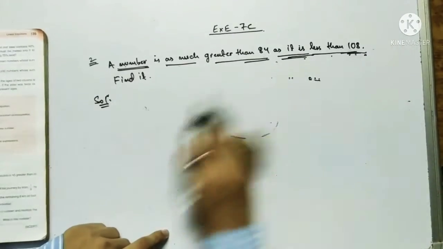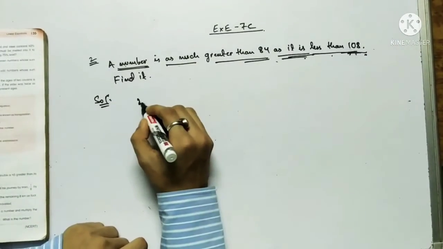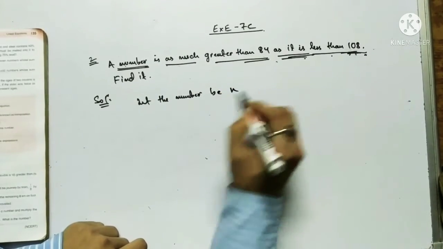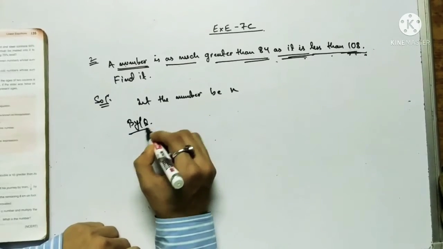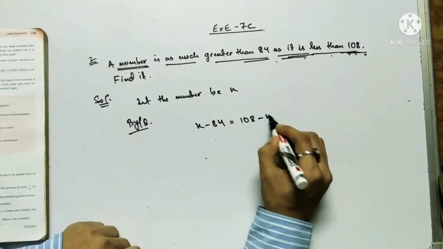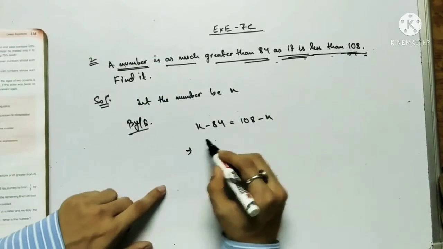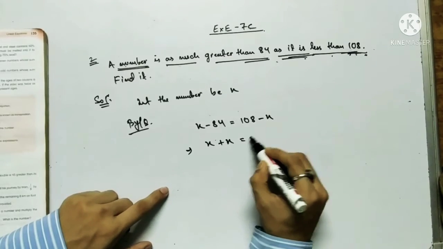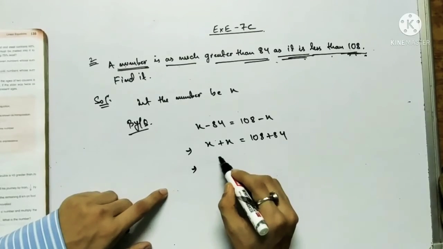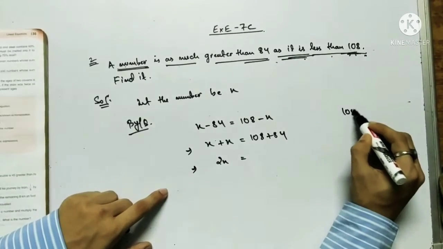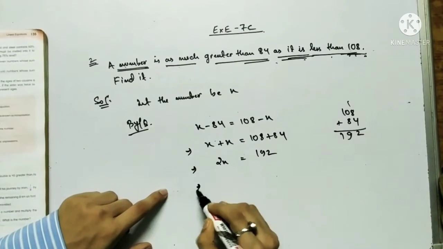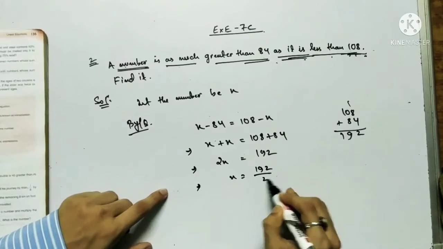So in here directly I will say that let the number be x. Then by question I will do x minus 84 is equals to 108 minus x. x I will bring this side, so x plus x becomes 2x, and 84 I will send that side, 108 plus 84 it will become. This becomes 2x is equals to 108 plus 84. This becomes 192. So x is equals to 192 by 2.